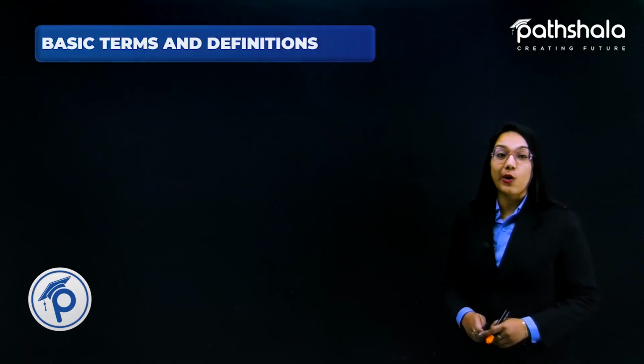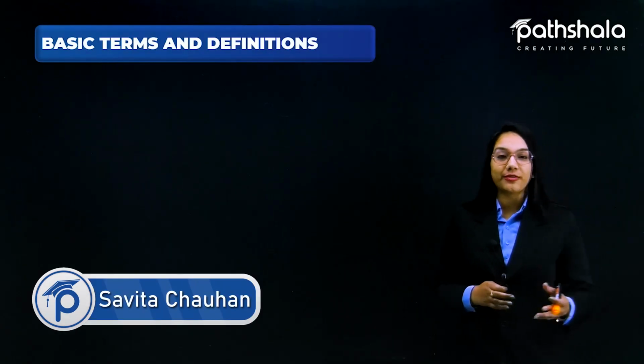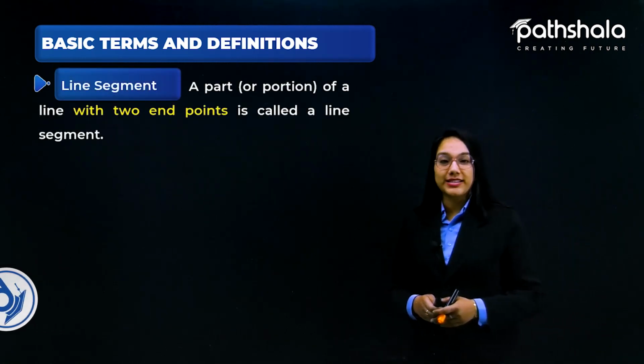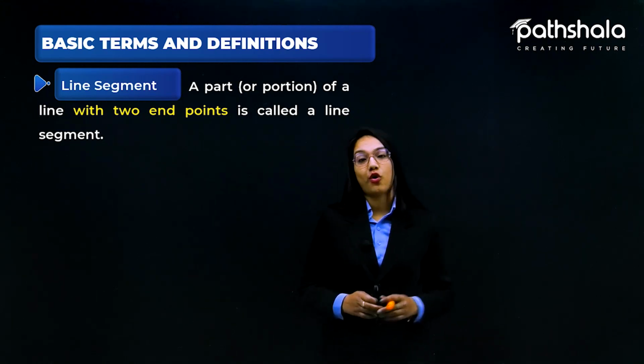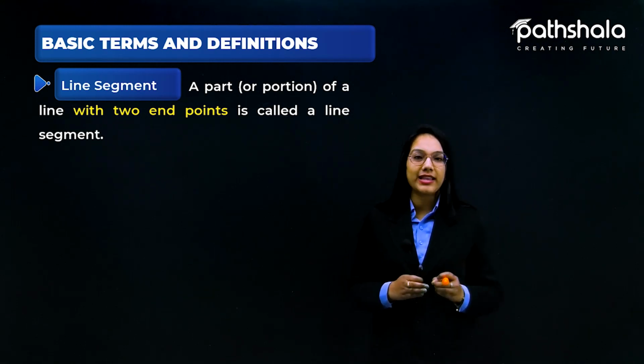Now let's recall some of the basic terms and their definitions related to this chapter. Let's start with the very first term, which is called a line segment. So what is a line segment? A part or a portion of a line with two end points is called a line segment.